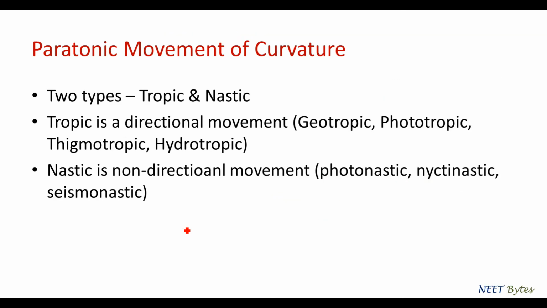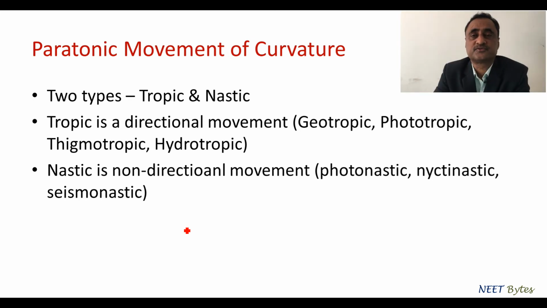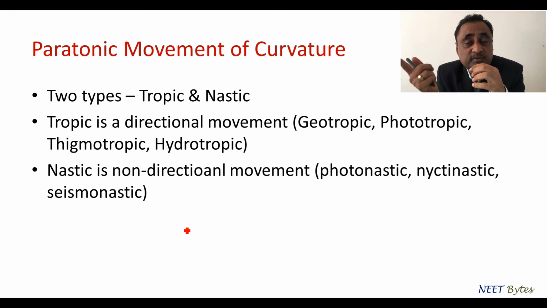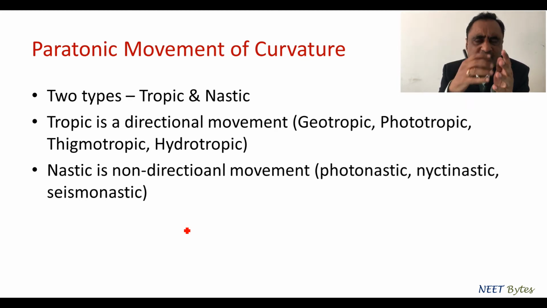Now let's talk about paratonic movement, that is, induced movement. Again, in paratonic there are two types of movements, what we call tropic and nastic. Now what is the difference? You see, tropic is a directional movement. If the movement occurs in the direction of the stimulus, then we call it a tropic movement. Take the example of phototropic: the plant is moving towards the light.